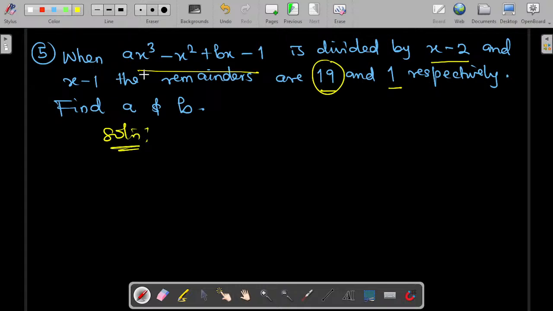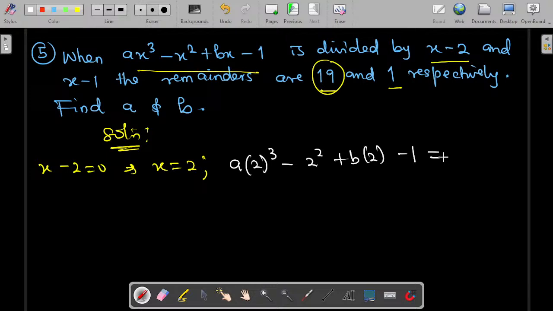So if I divide this by x minus 2, that means if I equate x minus 2 to 0, that's going to give me x equal to 2. So it means that if I substitute my x as 2, my remainder is 19. That means it's going to be equal to 19. So let's do that. Let's substitute our x as 2. So we'll have a into 2 raised to power 3. That means this should be equal to 19.